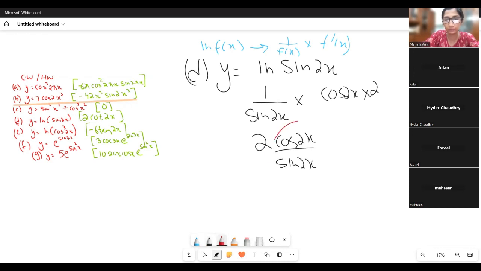And this can further be simplified. Cos over sine is actually cot, the reciprocal of tan. So this is going to be 2 cot 2x.